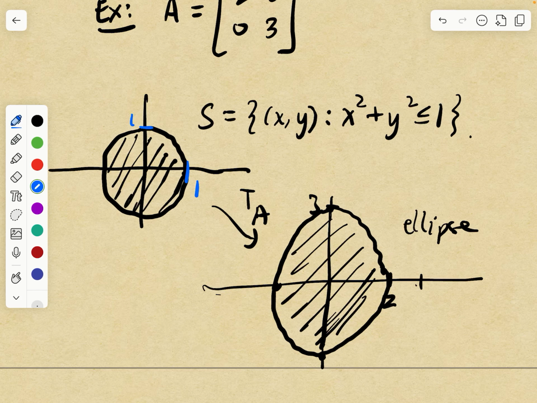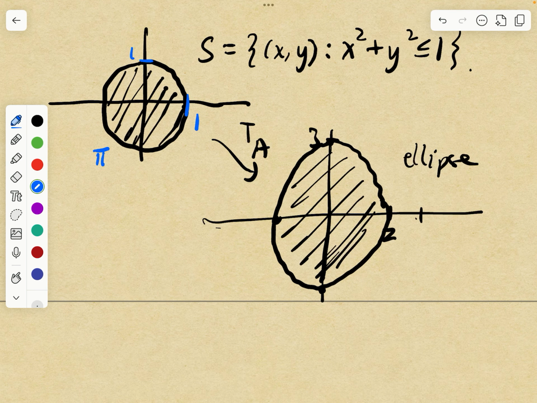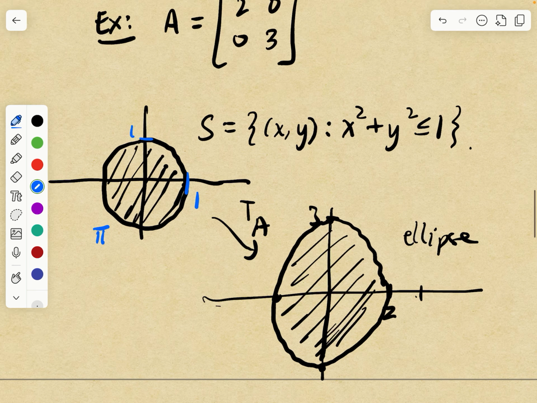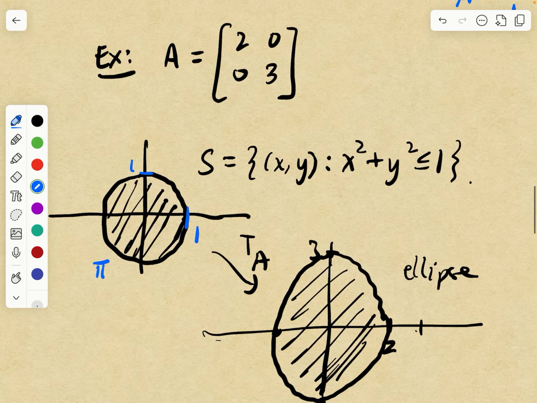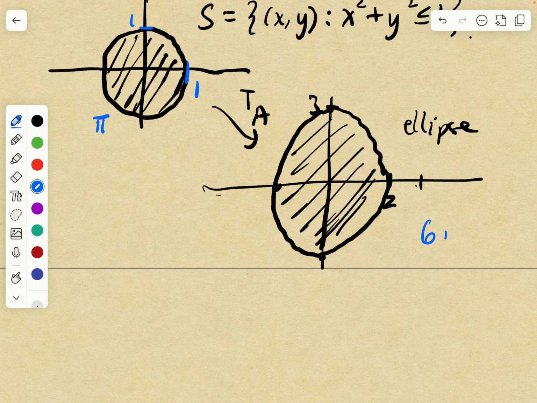And the area of the unit circle we know is pi. The area of this ellipse is going to be, well, the determinant of A is 6. And so the area of this ellipse is going to be 6 pi. And that actually matches the formula: if you have the ellipse centered at the origin and the x value is A and the y value is B, then the general formula for the area of the ellipse is pi times AB.